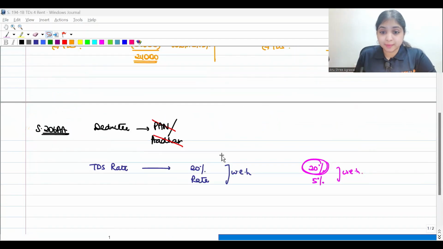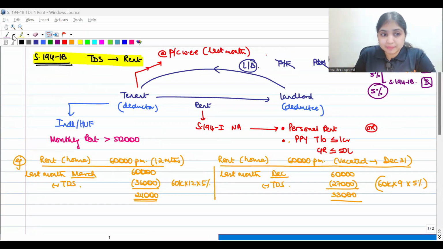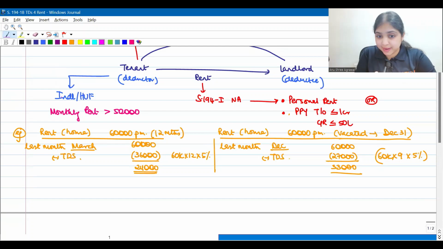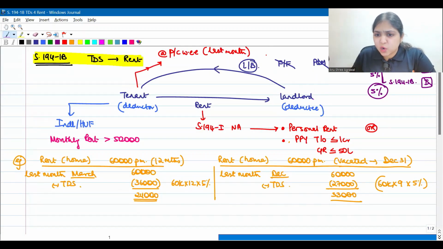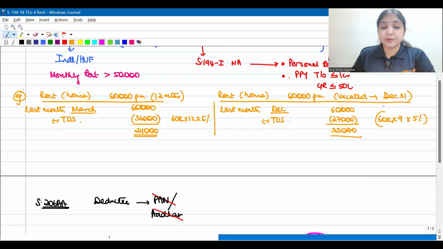So now, if we combine section 194IB and 206AA, let's say the landlord has neither furnished his PAN nor has he given his Aadhaar. So applying 206AA, the TDS rate will become 20% or 5%, whichever is higher, which obviously 20% is higher. So now in such case, how will the whole story change?